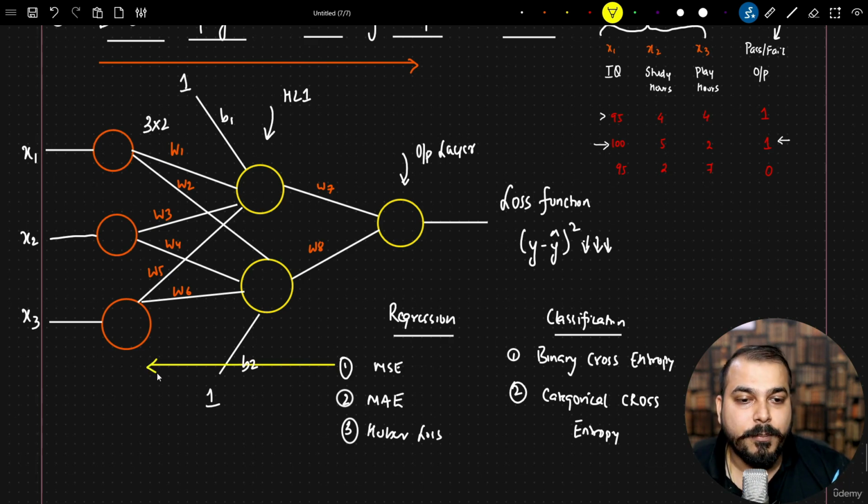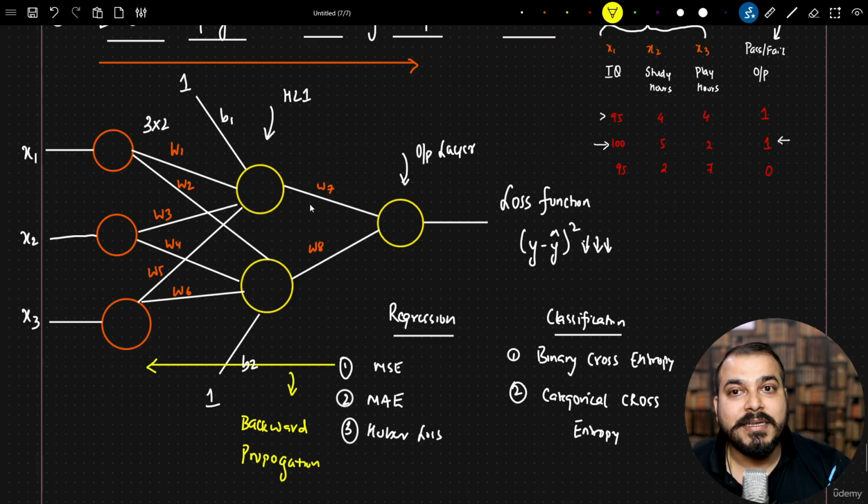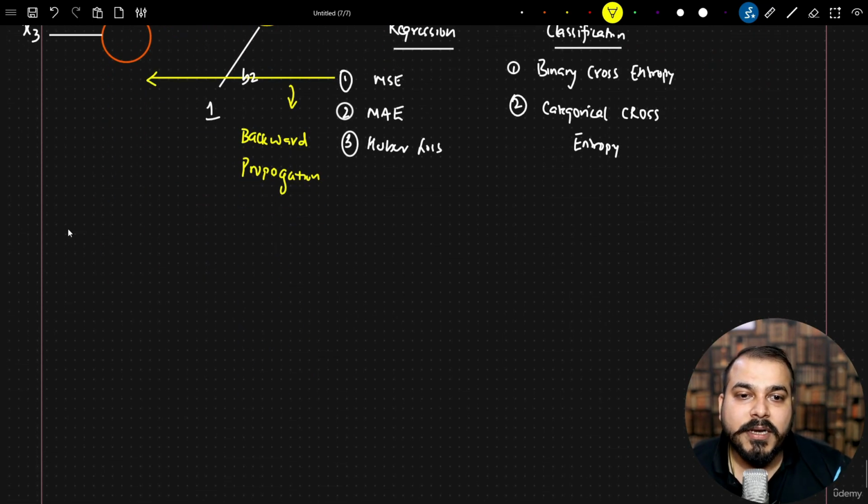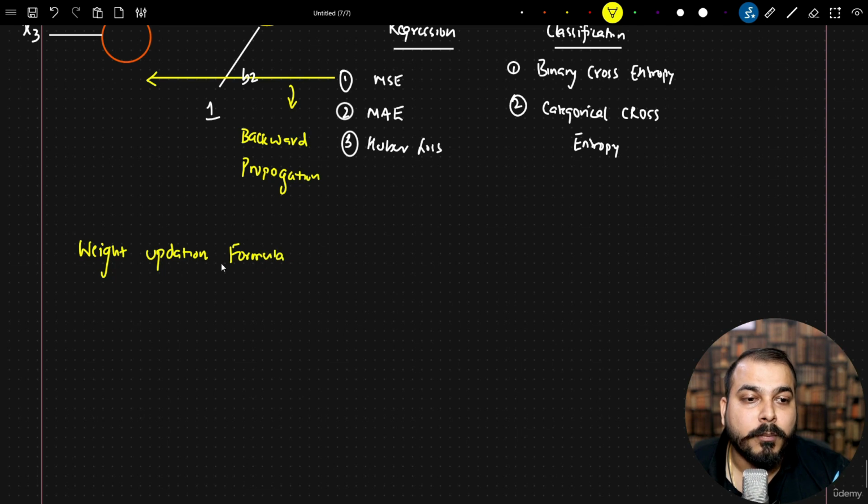Okay, so this backward propagation will happen, and how the weight updation formula works, I will talk about it. Backward propagation will happen, wherein we will focus on subtracting these weights and updating them. This is the idea, and this is what we discussed in the last class also, right? Now let me show you the weight updation formula. This is super important.